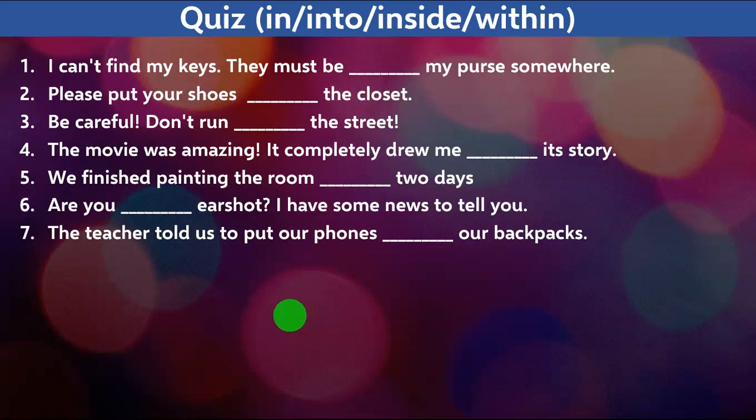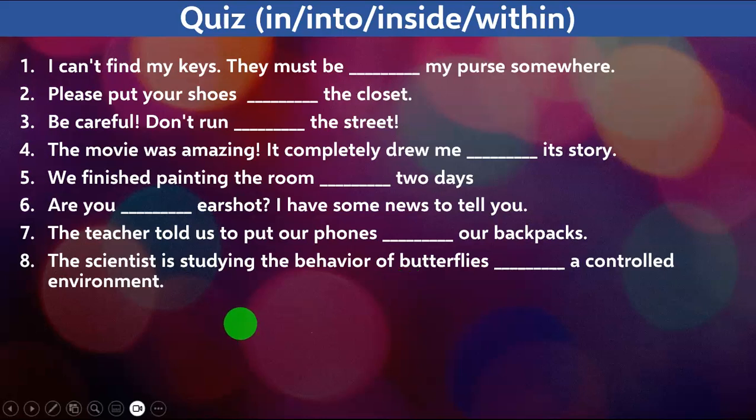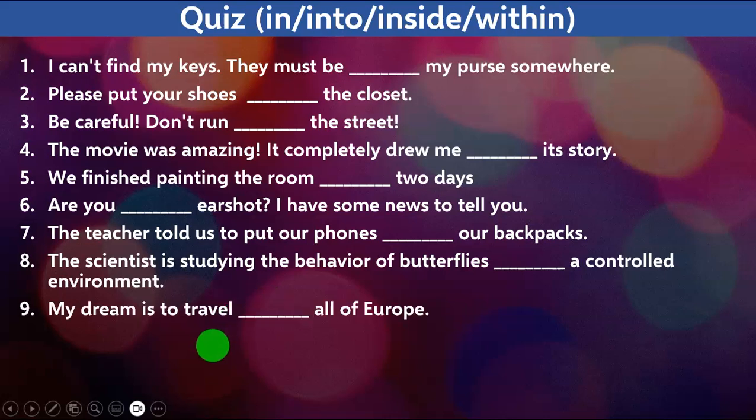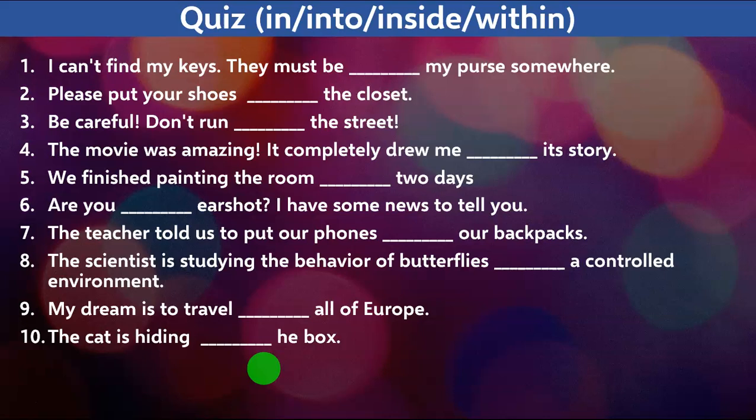Number 7. The teacher told us to put our phones dash our backpacks. Number 8. The scientist is studying the behavior of butterflies dash a controlled environment. And number 9. My dream is to travel dash all of Europe. And finally, the cat is hiding dash the box. Sorry about that spelling mistake. Dash the box, right? It should be the. All right, friends. Now I want you to pause the video here and write your answers on a piece of paper. I'm going to pause the video for 10 seconds and then we'll discuss the answers. Okay, so here is a break of 10 seconds.